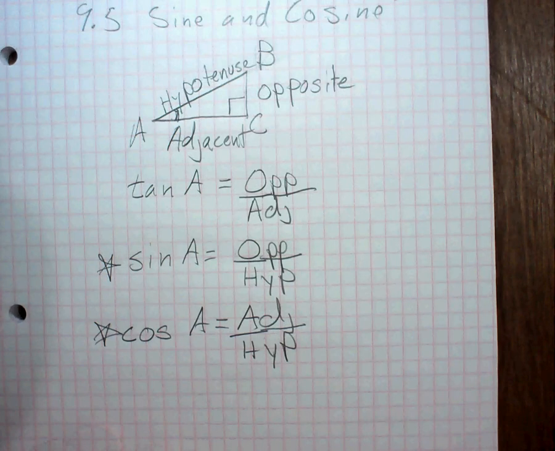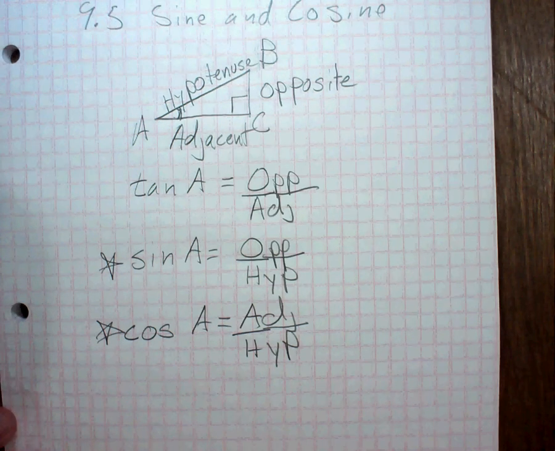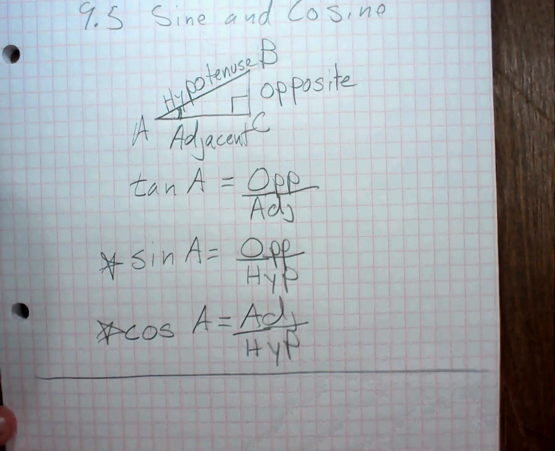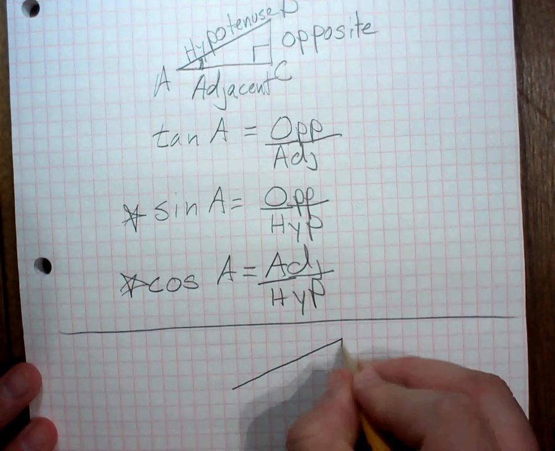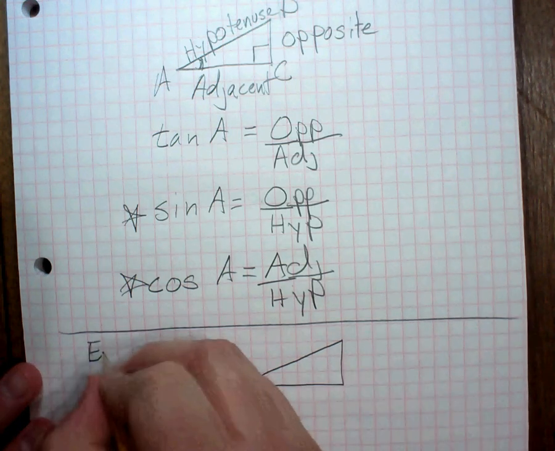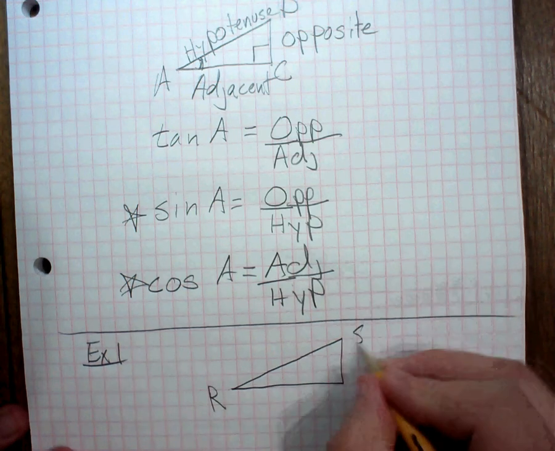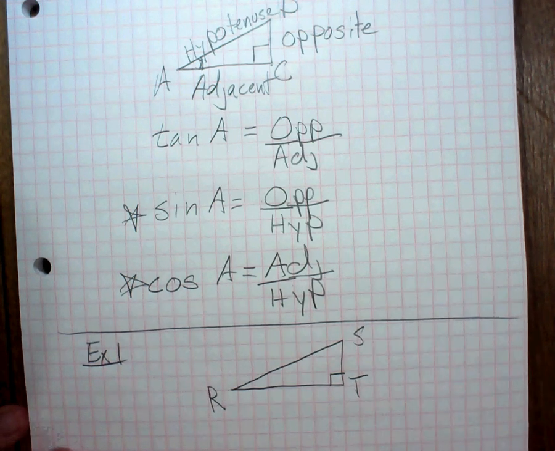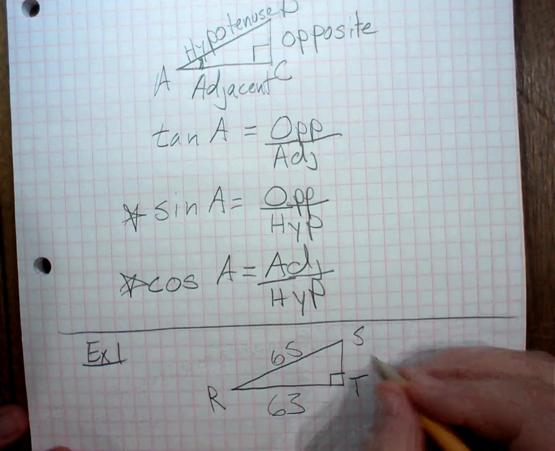And so basically, just like tangent, our problems are going to be almost identical to yesterday's problems, except today we're going to focus on sine and cosine. So for example number 1, we have a right triangle, and we'll call this RST, where T is a 90-degree angle, and the hypotenuse is 65, and the other sides are 63 and 16.